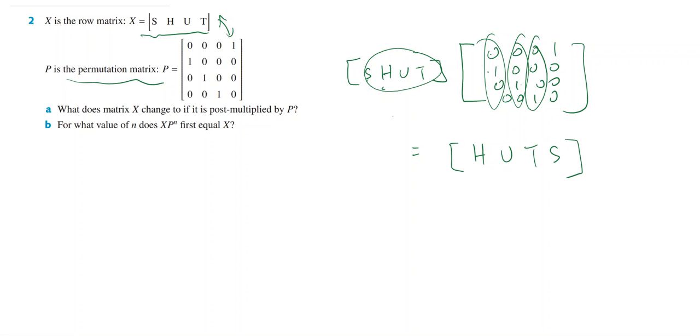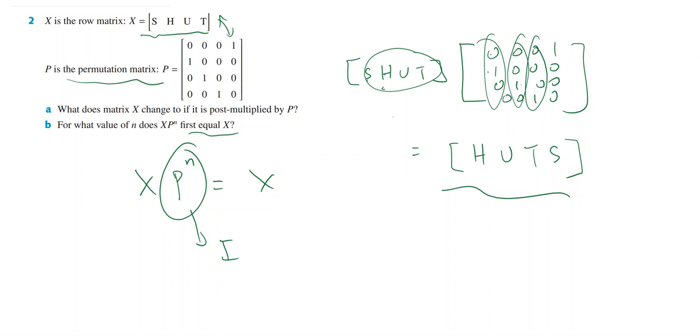So what does x change to? It will be changed to this. For what value of n does this first equal x? It basically means that I've got a mystery power n that I need to raise P to for it to equal back to x. Meaning we need to find the first value of n which makes P^n the identity matrix, because the only matrix that you multiply x by to give back x has to be the identity, the equivalent of 1 in the matrix world.